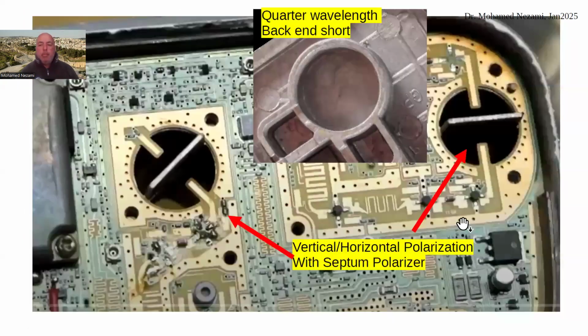Let's take a closer look, like the ones that I'm going to show you. Basically, we have the septum in here, and we have the probes that pick up both signals from the septum polarizer. When the signal comes in, it has to have a short back end, a quarter wavelength extension of the circular waveguide above the probes, and that's what this lid is. We have a compartment with a lid that covers it, and this lid has a quarter wavelength height piece in here.